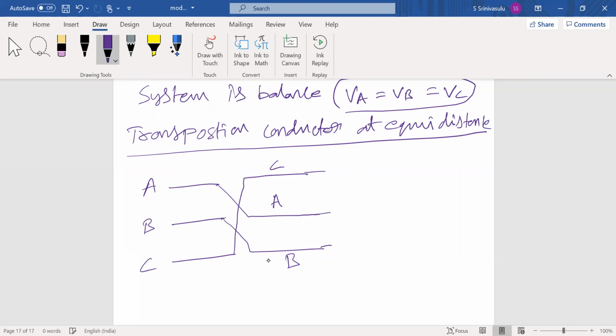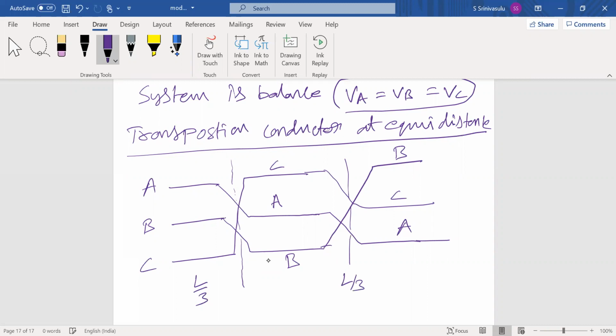Similarly, here the B phase next. In this case, the A phase will come like this, the B phase going like this, and the C phase coming like this. At each interval, we are changing the position of the conductor. Suppose the total length is L, up to this L by 3 distance, and again after L by 3 distance, like that. Again it comes to the original position.